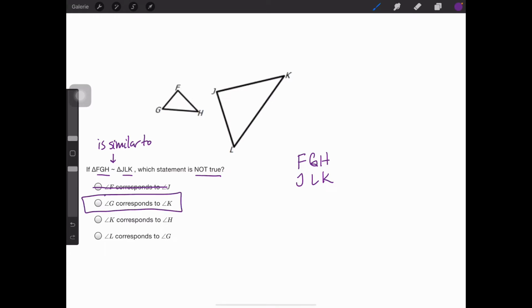Let's check our work though. Let's check the others just to be sure. Angle K corresponds to angle H. Let's see. H and K, yep, they're right on top of the other. That is true. Angle L corresponds to angle G. Let's see here. Angle L and angle G. Yep, those two are right on top of each other. That one is also true. So it turns out that our false statement is G and K. Those are on different sides. G is on top of L. H is on top of K, so that cannot be true.